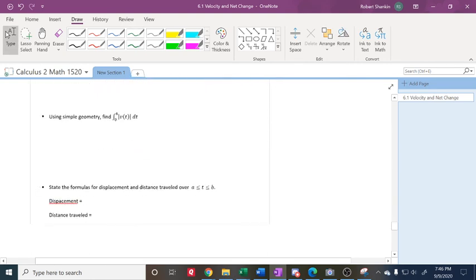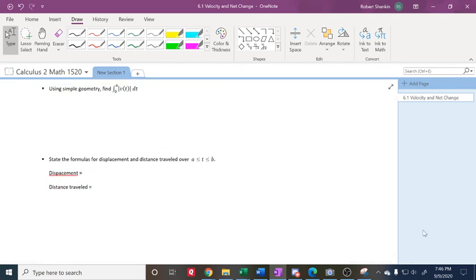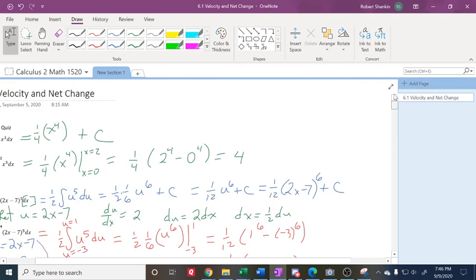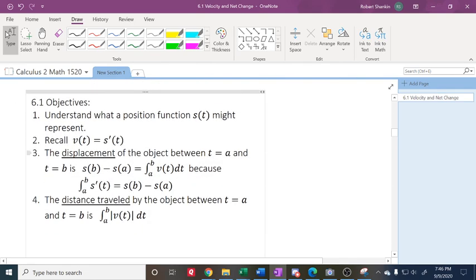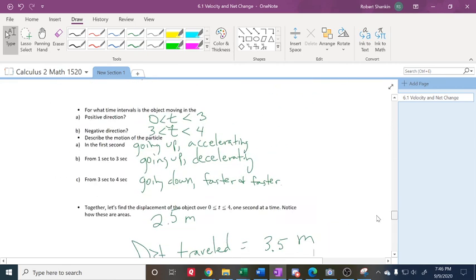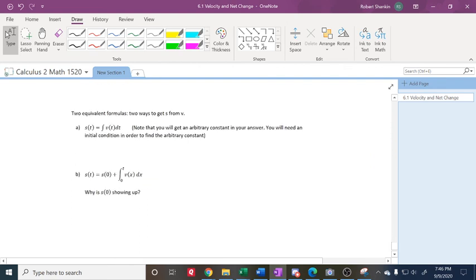And so the formulas for displacement and distance traveled were already in the objectives. We've run out of time, so if we went back up to the objectives, you see the displacement is this formula, and the distance traveled is this formula right here. There's a little bit more that I wanted to get to, and you can read about this in the notes. You have access to OneNote. I'll leave this on the screen as well.